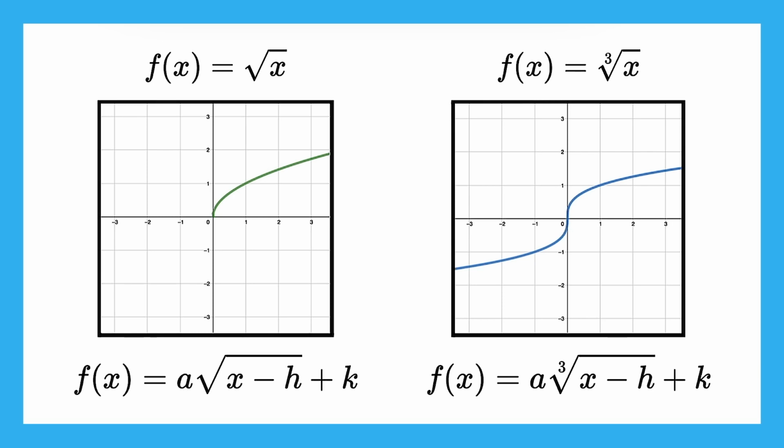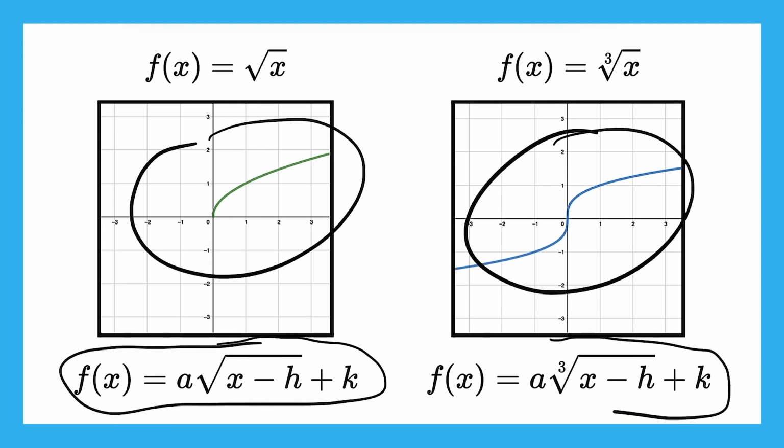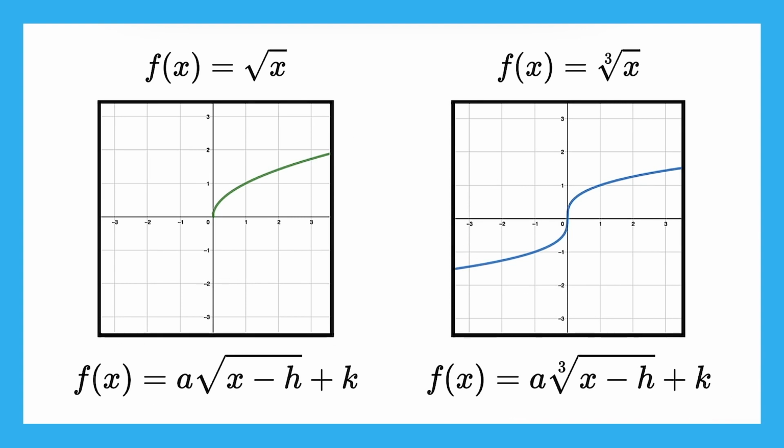So first, we're going to look at the parent graphs of both the square root of x and the cube root of x. And then we'll look at the formulas below, that is this formula right here and this formula right here, which will guide our understanding of the transformations that we could see. So quick observations. The starting point of the graph of the square root of x is at 0, 0, and then it passes through a point that is 1 unit up and 1 unit to the right of that starting point. In this case, that next point is 1, 1.